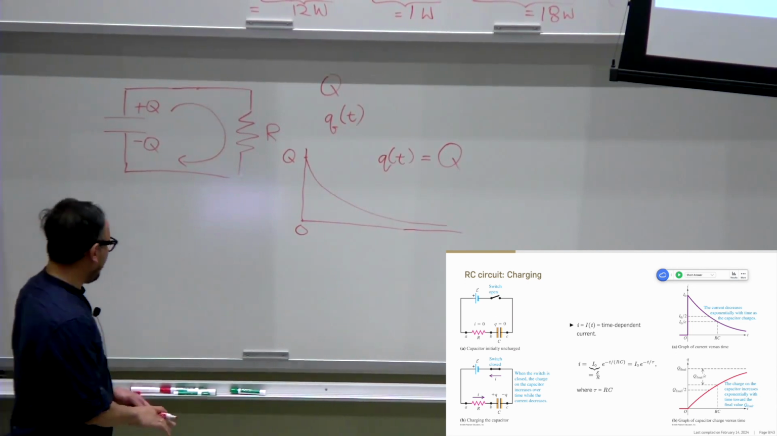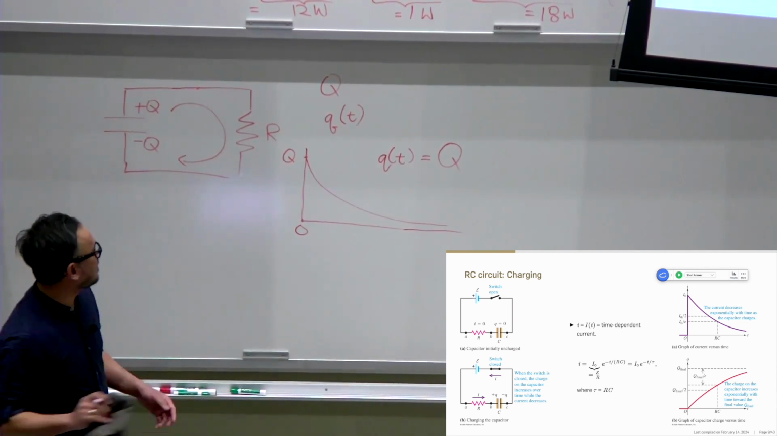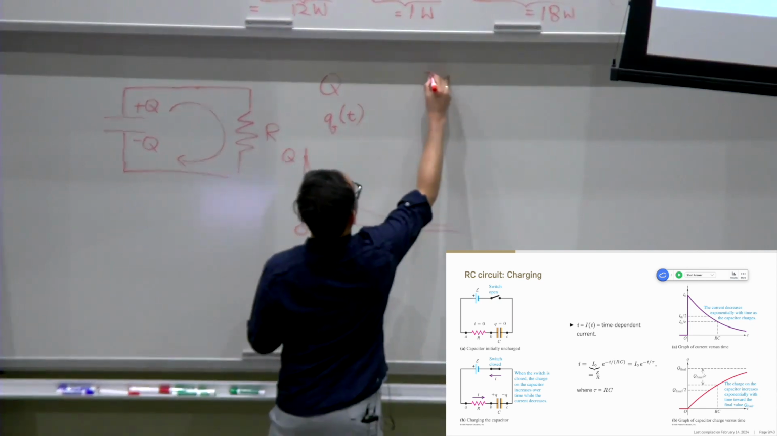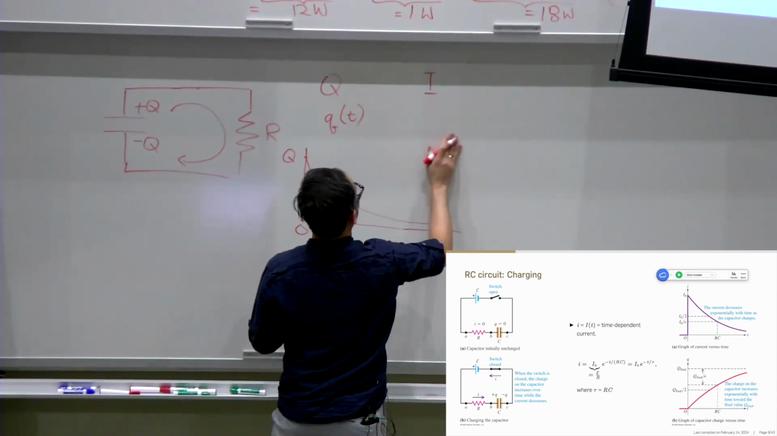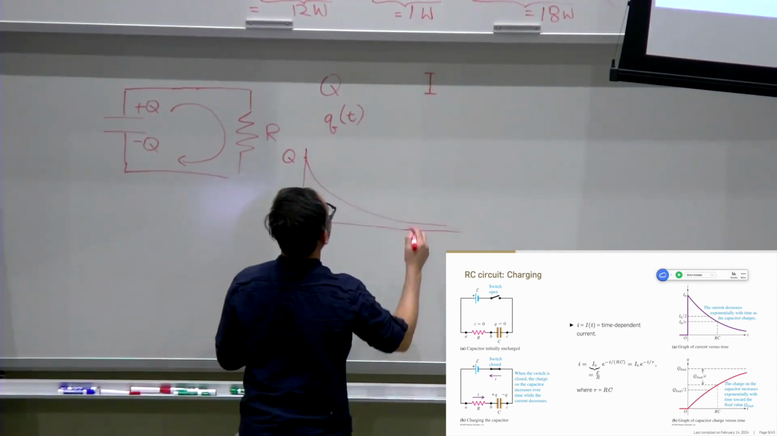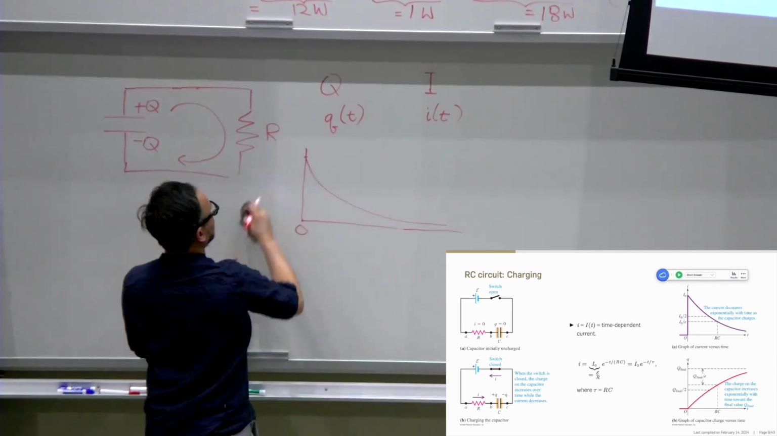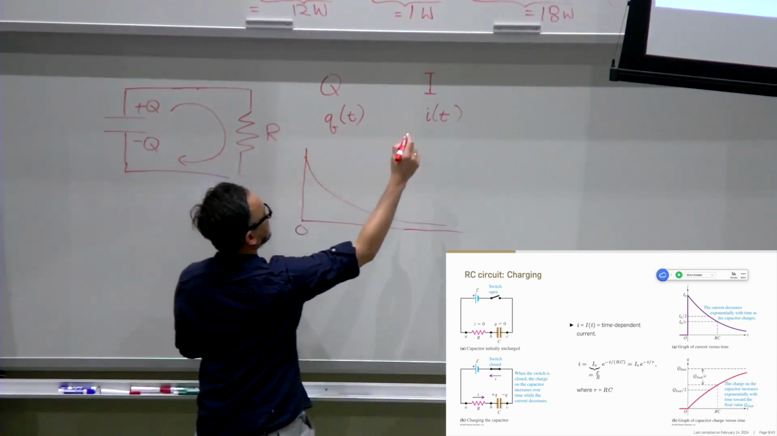Okay, so instead of talking about Q, let's talk in the context of I. So similarly for I, initially at t equal to 0, I is a constant, but the current as a function of time, you know that I is equal to delta.